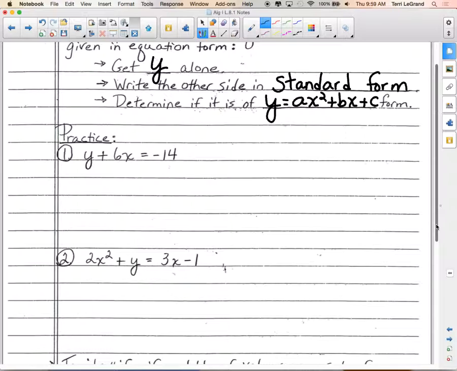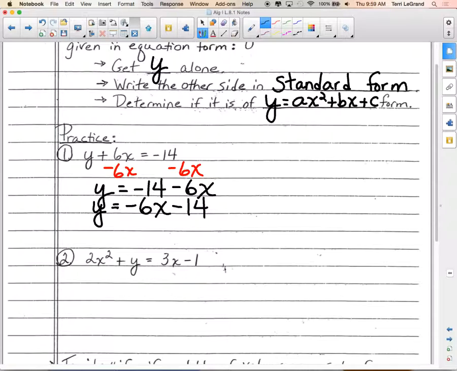It says get y alone. Okay, so let's look at number 1. What do we have to do? Subtract 6x. Get the 6x out of there. Move it over to the other side. y wants to be alone. So we have negative 14 minus 6x. Well, let's put that in standard form because that's what we're supposed to do next. What would come first? Negative 6x followed by minus 14.